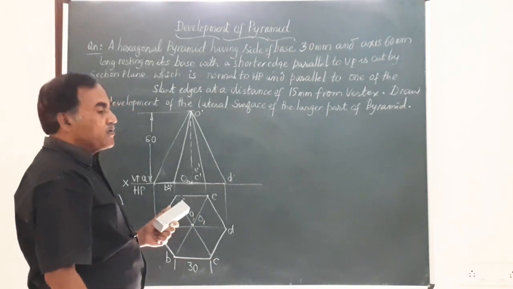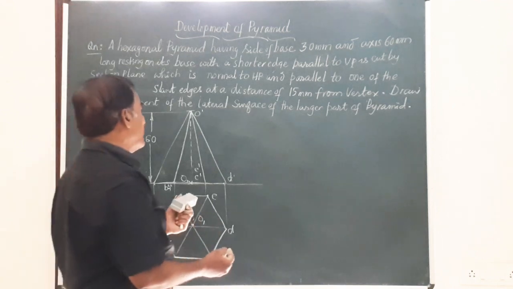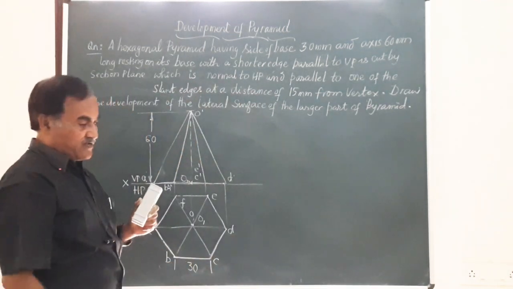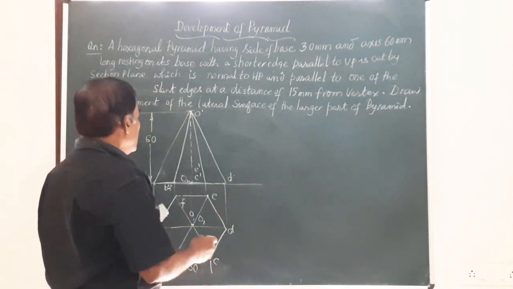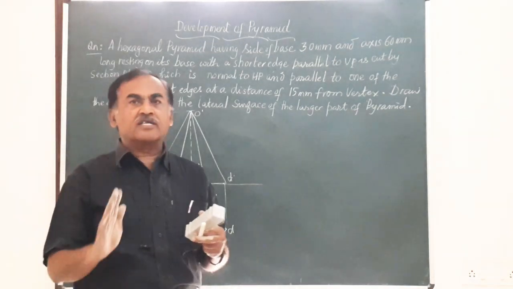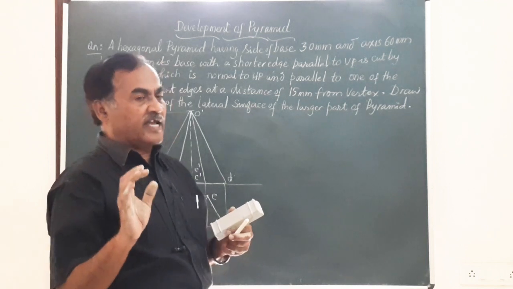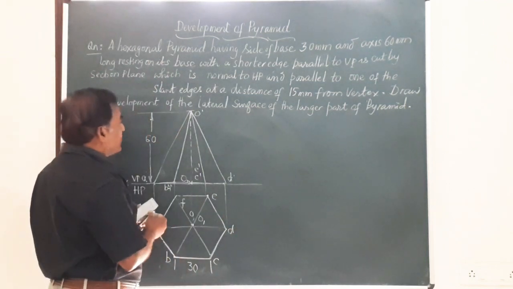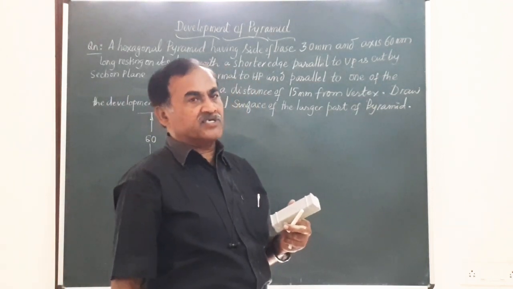Now, without any section plane cutting the solid, we will have the development. As you know, I am going to obtain first of all the true length of the slant edge, and then get the development without the section plane, wherein we will have 6 triangular faces, and all these triangular faces are isosceles. And before that, we need to have the true length of the slant edge.